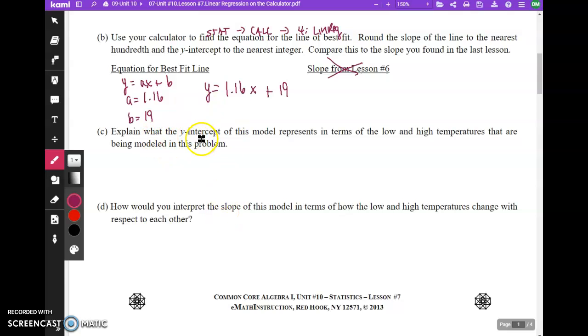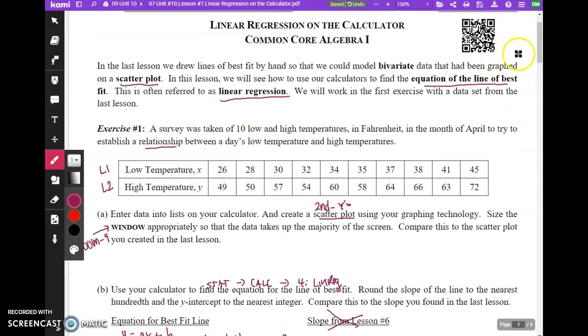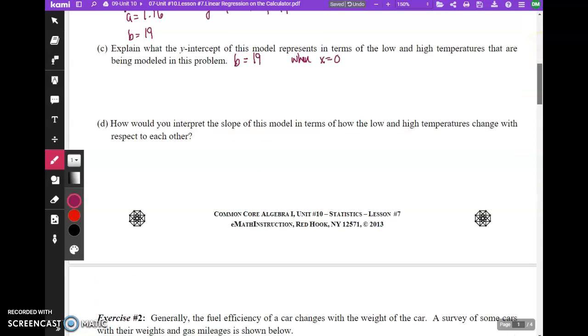So explain what the y-intercept of this model represents in terms of the low and high temperatures that are being modeled in this problem. All right, so the b value in this case, the y-intercept, is 19. Okay, where is the y-intercept found? It's when x is equal to 0. That's when you find the y-intercept. Well, x in this case is going to be the low temperatures.